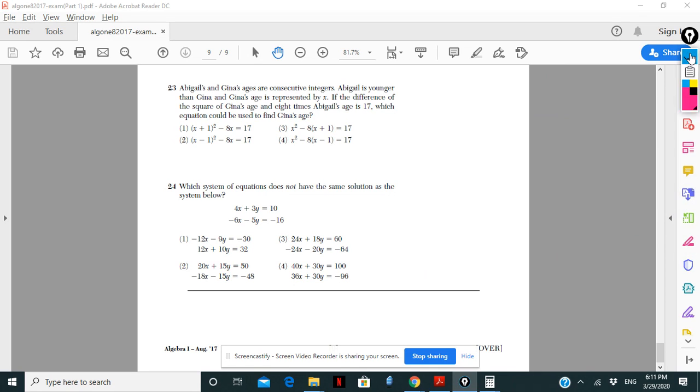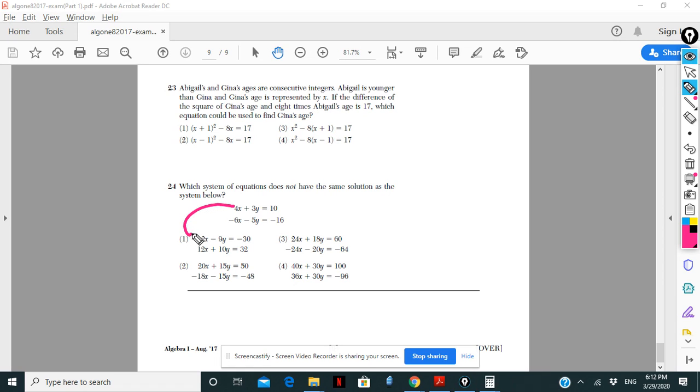The last one. Now, which equation doesn't have the same solution as this system? So how can I figure it out? I'm going to try to make a connection.